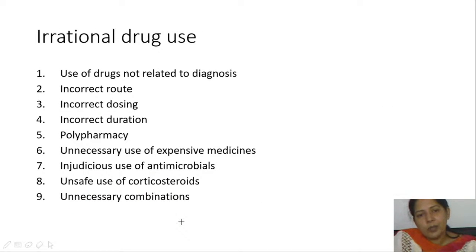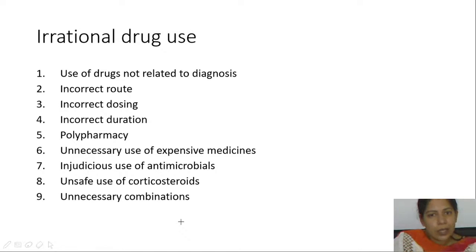Now looking at some examples of irrational drug use. These are use of drugs not related to the diagnosis. So there is some hypoglycemia, but you've either not diagnosed it properly, or you've diagnosed it properly but you prescribe beta blockers. Beta blockers would mask the symptoms of hypoglycemia, so the patient would not know it, but it would not act on the underlying pathology.